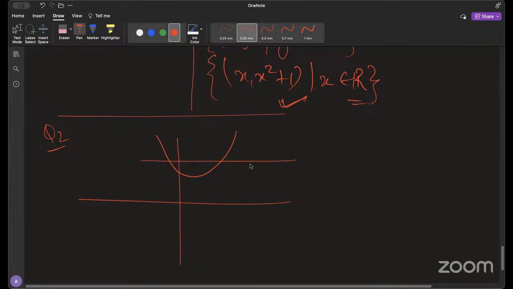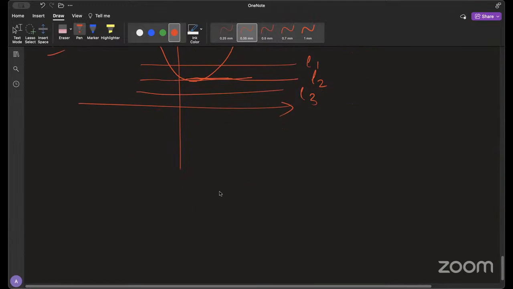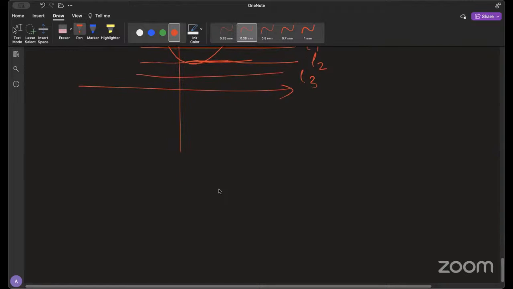A rough graph that I'm drawing there. This is touching this thing at only one point. And then this is L1, L2 and L3. And this curve is C. So asking you which of the following statements is correct.